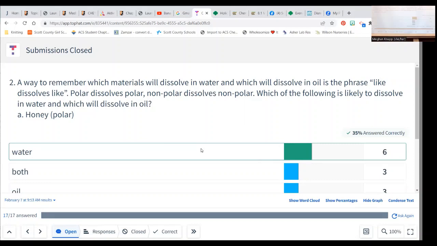Like dissolves like. Okay, and I should say, for the purposes of knowing when they're going to dissolve, ions, which are fully charged, are going to act more like polar molecules than not polar. So ions dissolve well in water, like salt dissolves in water, but salt does not dissolve well in oil.